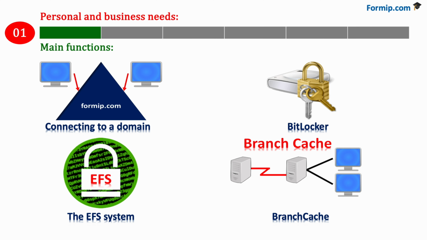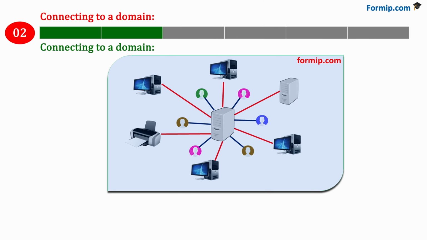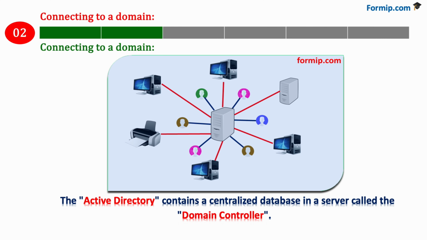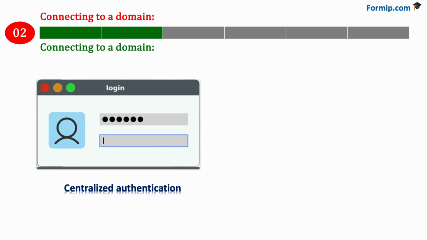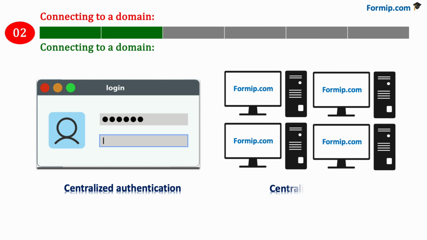The first feature a company needs is the creation of an Active Directory domain. It is a database and a set of services which give users the network resources they need. The Active Directory contains a centralized database in a server called the domain controller. This is what is placed in the middle of the illustration. This database allows for centralized authentication of all user accounts of the company's employees. This also allows for completely centralized management of these user accounts.